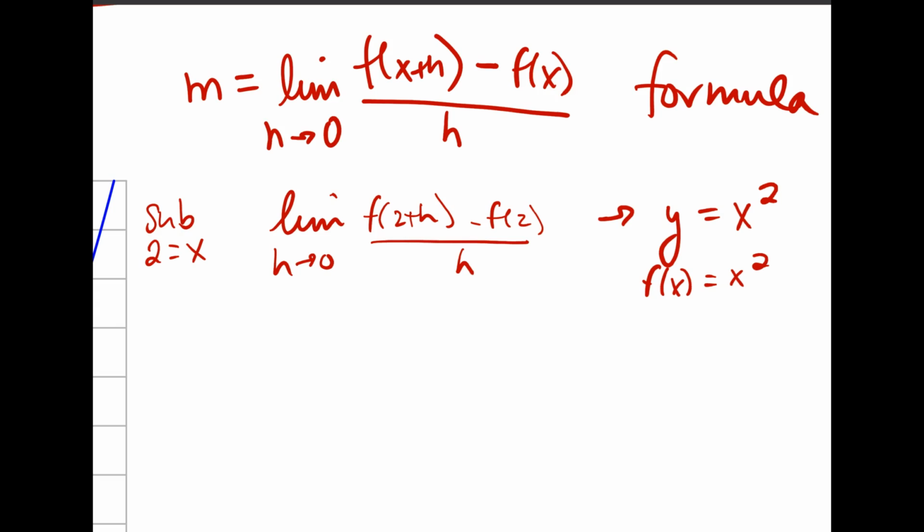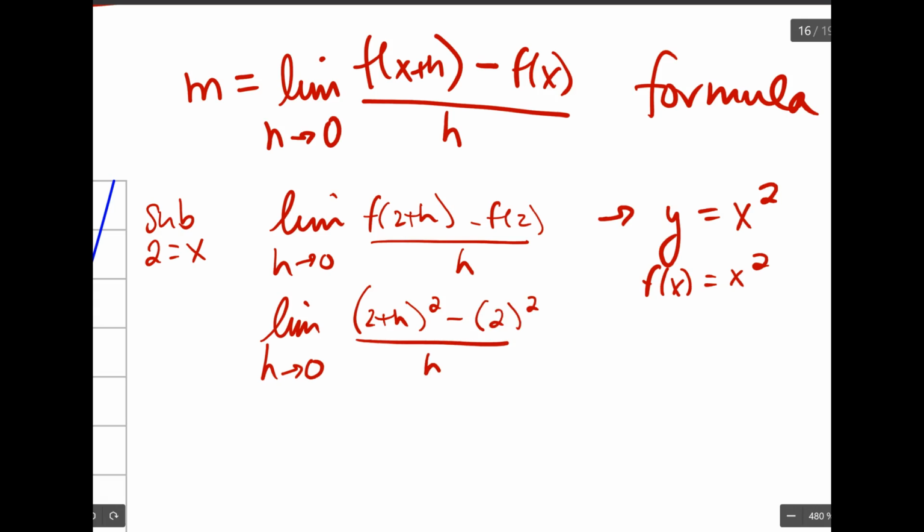So I'm going to plug these into the function. So I have the limit as h approaches 0 of 2 plus h squared minus 2 squared all over h. I plugged 2 plus h in for x in the first part, and I plugged 2 in for x in the second. Now that I have that, I can go through and FOIL, multiplying and simplifying.